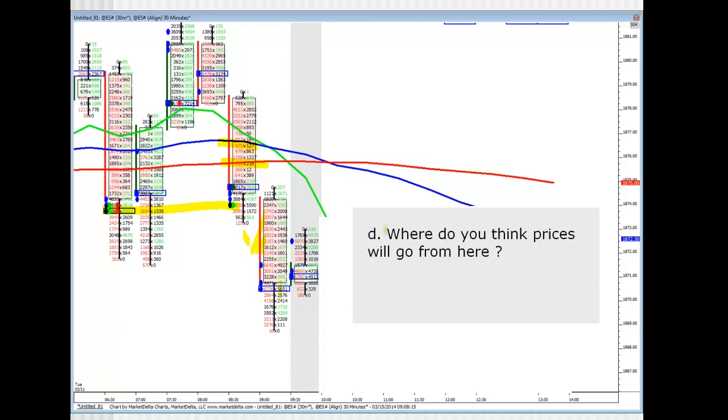So now the question becomes, where do you think prices will go from here? And the answer now becomes a little bit easier, because take a look at what's happening in the big picture. My 20 is dropping below my 50. My 5 is also sloping downwards. And even with all this heavy activity, I was not able to take out the high. Certainly I haven't taken out the low, but if I begin to take out this low here, I would anticipate prices to continue lower.